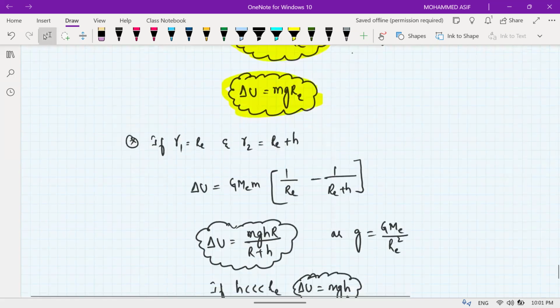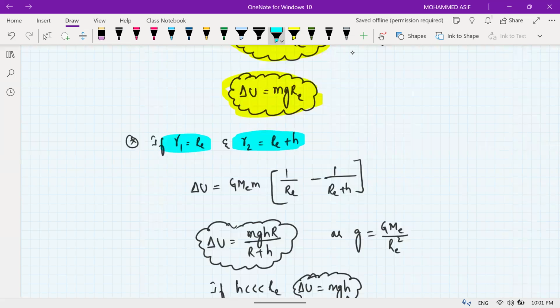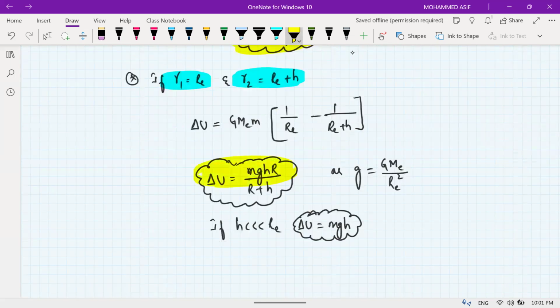Now second case, if R1 is equal to radius of earth and R2 is equal to radius of earth plus a certain height, that means the body is taken to a certain height, then delta U is equal to mg into h into R divided by R plus h. And if h is very, very small, delta U will be equal to mg into h. Am I clear?